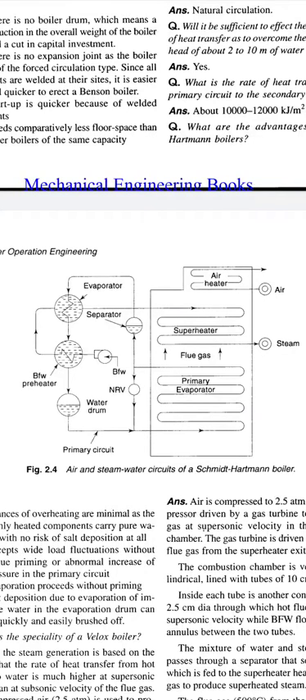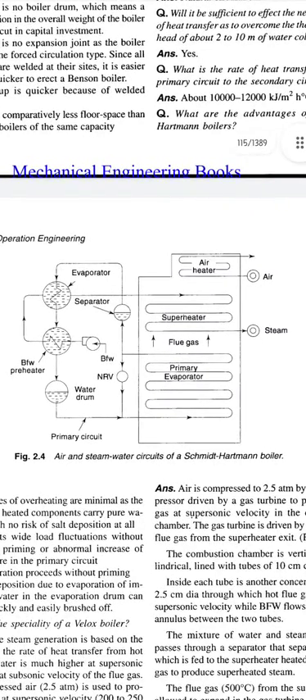The primary circuit we can see at the bottom of the diagram. It goes to the primary evaporator, then it goes to the separator. After the separator, from the evaporator it goes to the superheater. Flue gas is passed from the lower boiler to the upper boiler. The air heater is provided at the top of the diagram. The steam outlet we can see after the superheater.